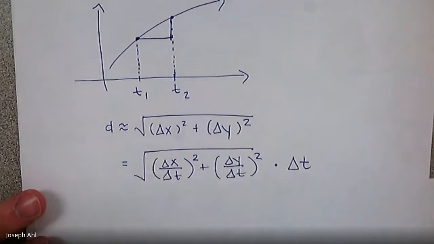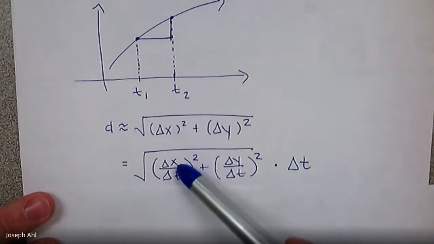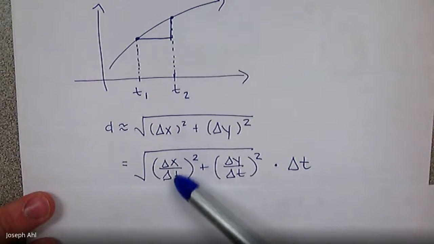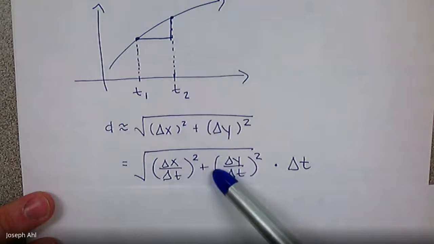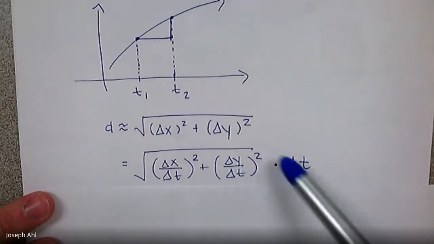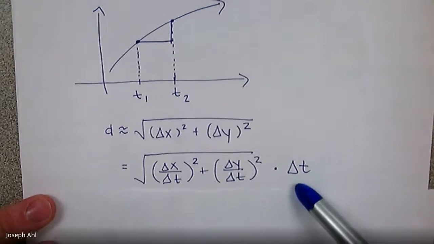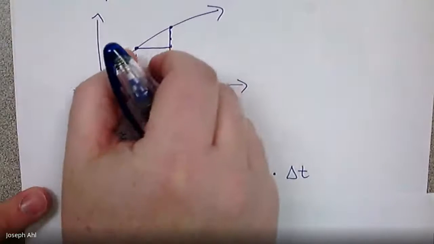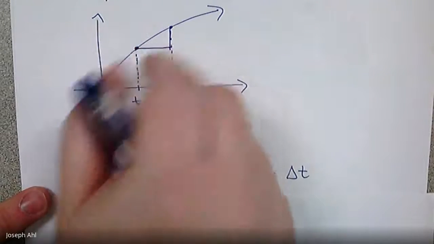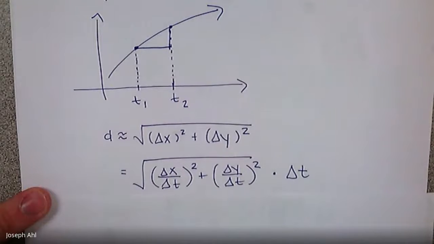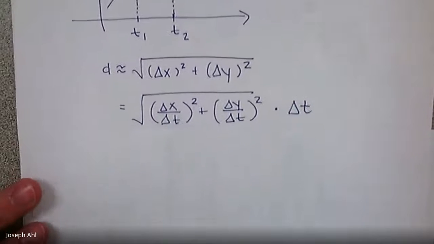So therefore, we would have the following. It's the square root of delta x over delta t squared plus delta y over delta t squared, and then times some delta t. We're going to break this up into really small amounts of time along the way from t1 to t2 and find those lengths. Then if we find the sum of those lengths over that time frame, that's going to lead us towards our definite integral.